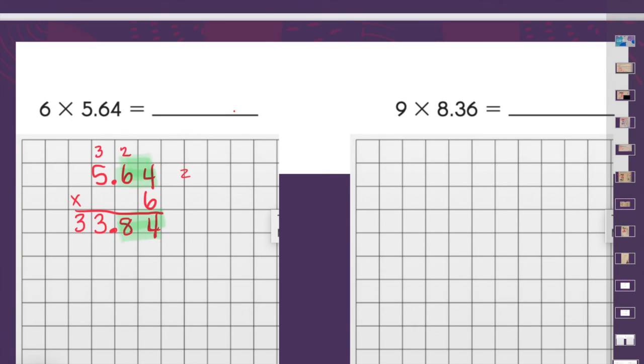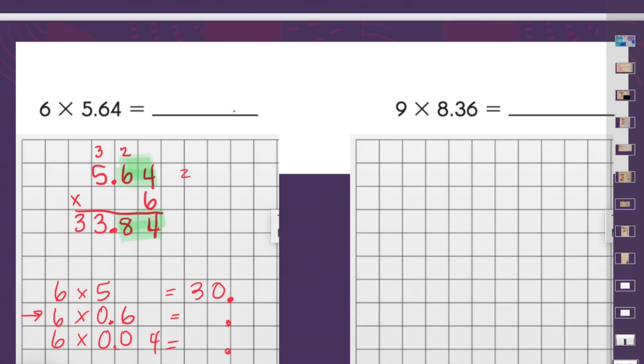Now another way you could think through this is you could take 6 groups of 5, 6 groups of 6/10ths, and 6 groups of 4/100ths. We could find each of these totals and then add them together, right? They're each part of the product. So 6 groups of 5 is 30. I'm going to put my decimal point here to keep everything lined up.